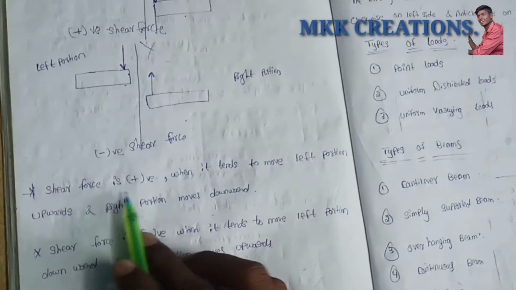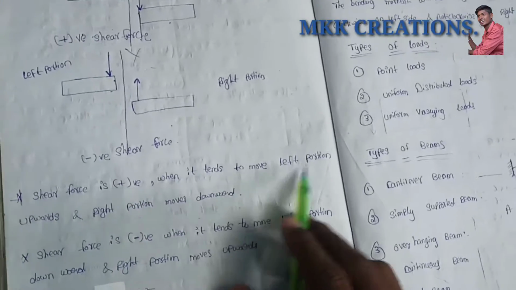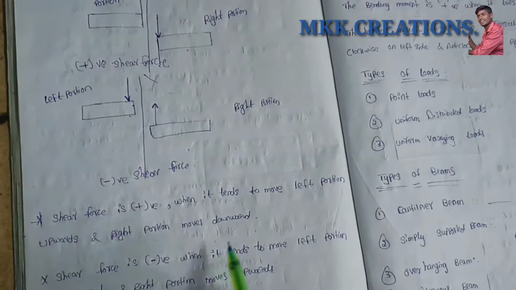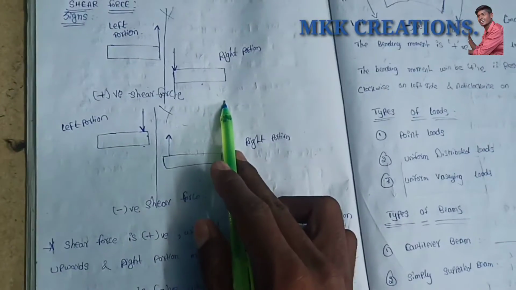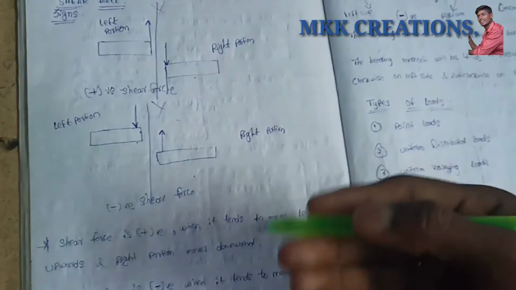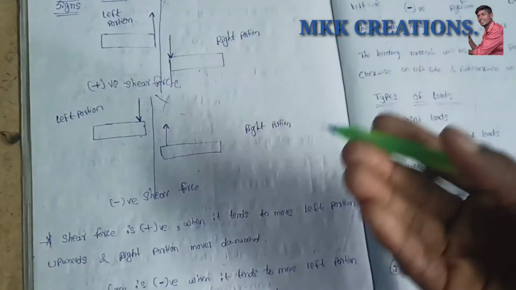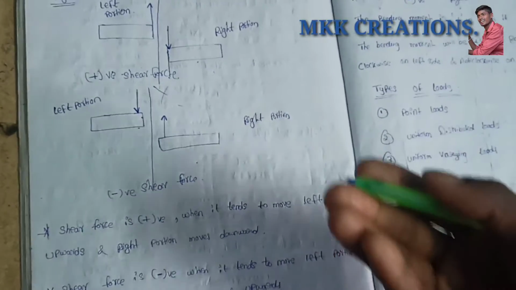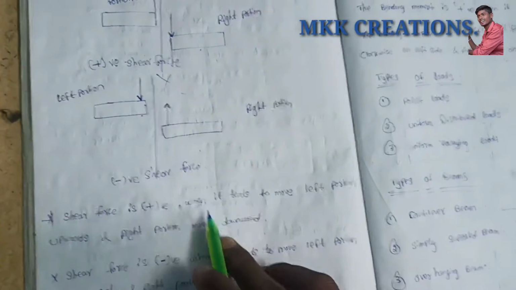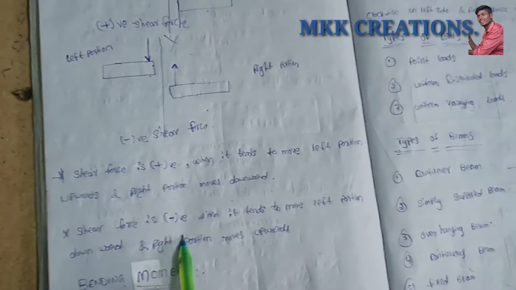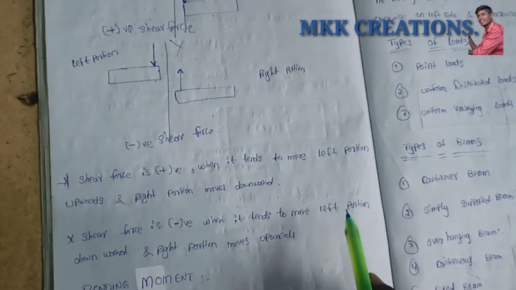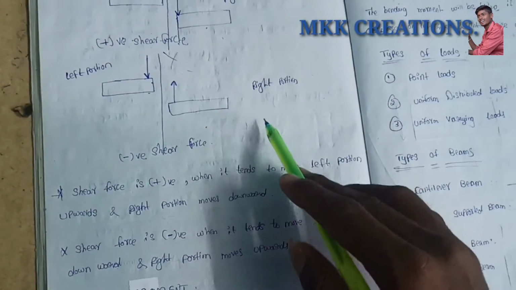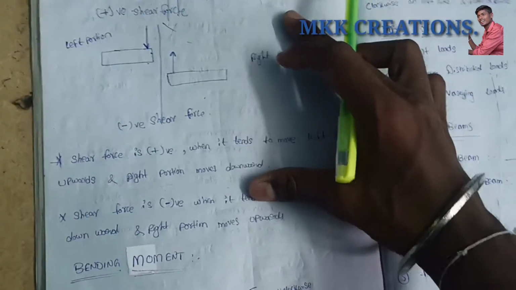See here, shear force is positive when it tends to move the left portion upward and the right portion downward. At that time we indicate the positive sign. While solving problems we want to understand which type of loads are acting and in what direction, and according to that we take positive or negative. Next, shear force is negative when it tends to move the left portion downward and the right portion upward. At that time we take a negative shear force. So this is shear force.